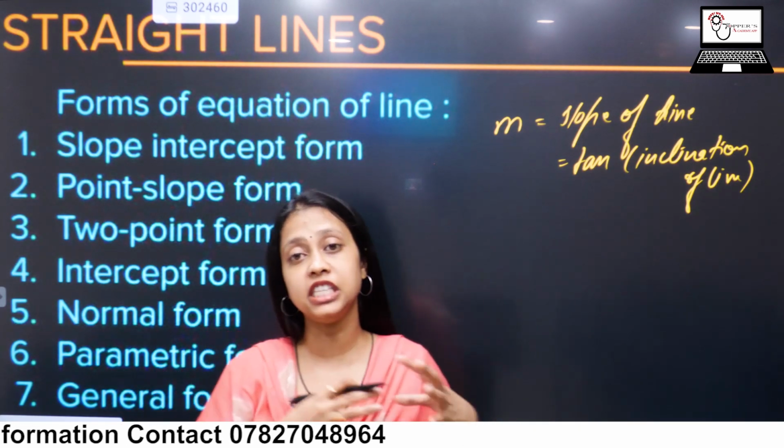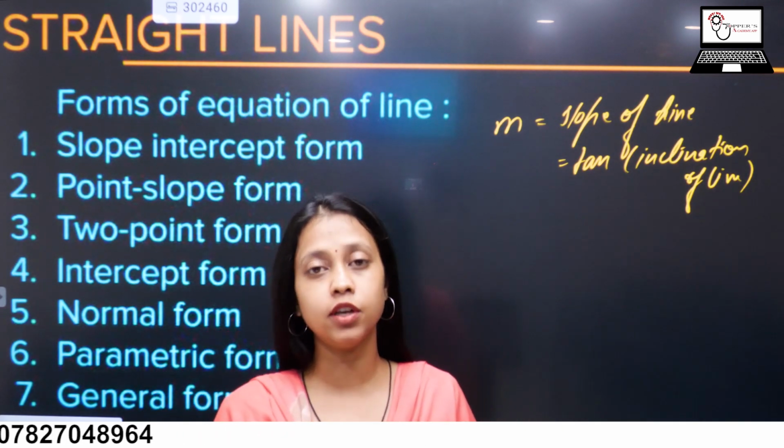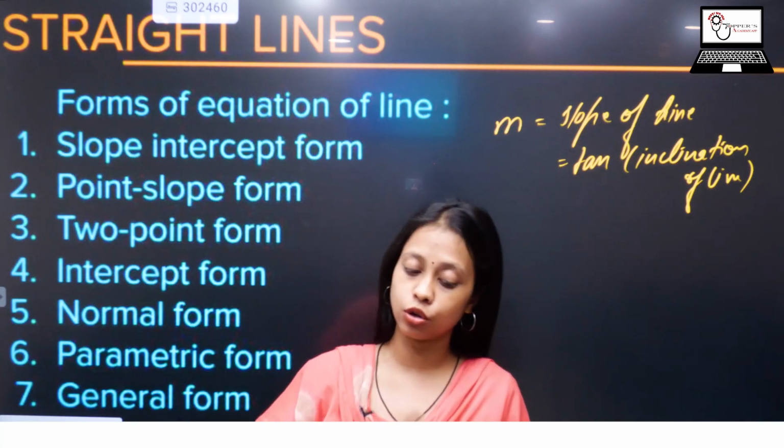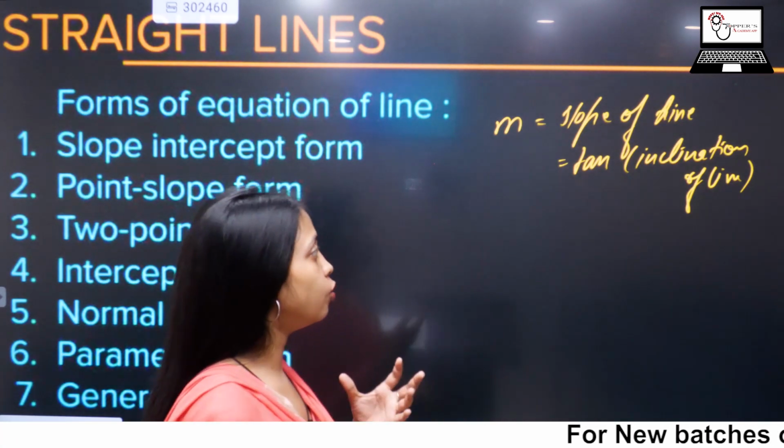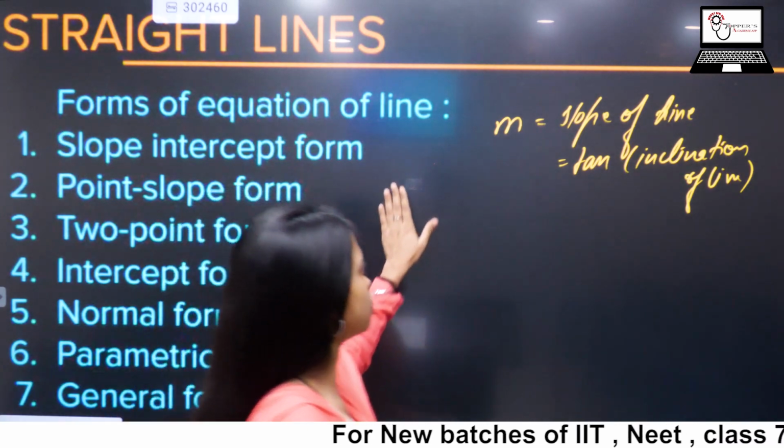Also, we have seen a few more ways to find slope. For example, if theta, the inclination of the line, is not given, and 2 points on the line are given, then also you can find it. So, we'll use that knowledge over here. So, let's see.